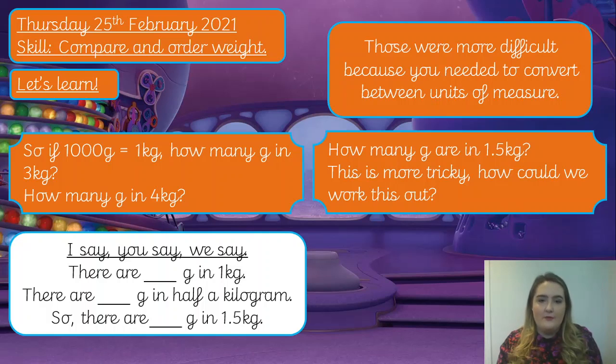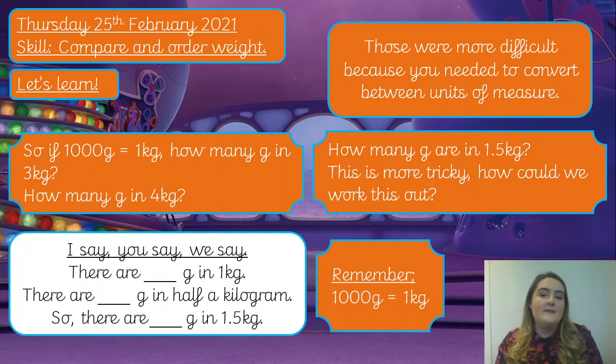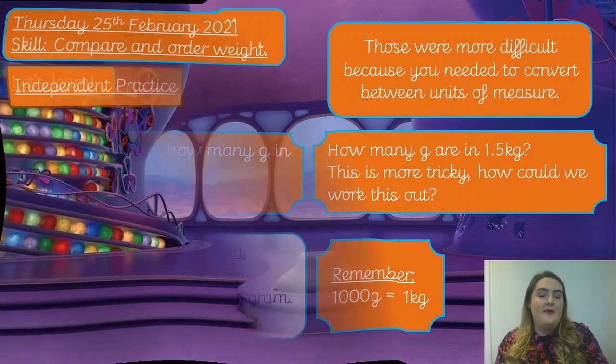So I'm going to say a sentence at a time, and then I'm going to go like this, and I'd like you to repeat the sentence, okay? So there are 1,000 grams in 1 kilogram. Your turn. Well done. There are 500 grams in half a kilogram. Well done. So there are 1,500 grams in 1.5 kilograms. Excellent, well done. Really tricky thinking there, but if we remember there are 1,000 grams in a kilogram, that will really help us today.